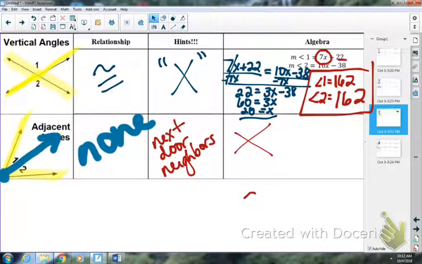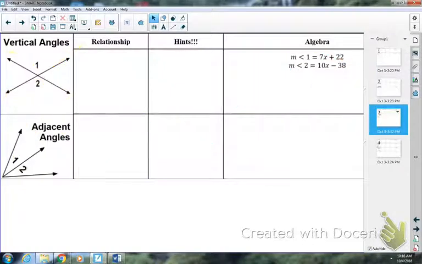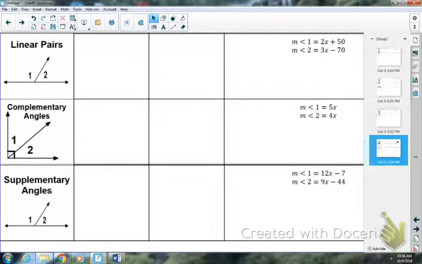Okay, questions so far? We've got three to go. Let's keep it going. The next one up is linear pair. How are linear pairs related to each other? Yeah, their sum is 180. They are supplementary. Their sum is 180 degrees.